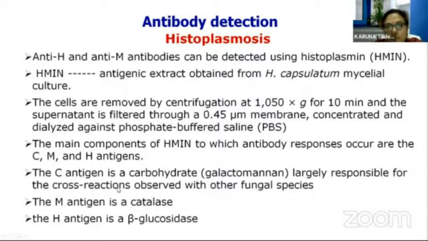Because we know histoplasmosis predominantly has manifestations like aspergillosis. And in invasive aspergillosis, galactomannan positivity is recorded, and that is how we define invasive aspergillosis, in the backdrop of a positive galactomannan assay. So the M antigen is catalase, and the H antigen is beta glucosidase.